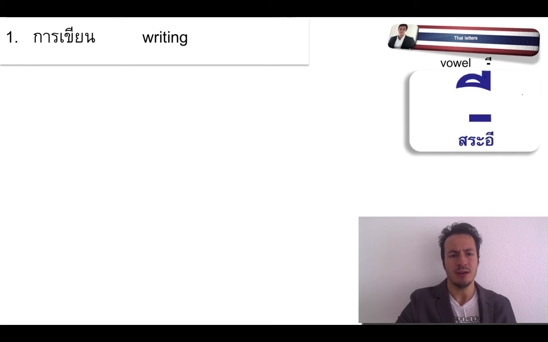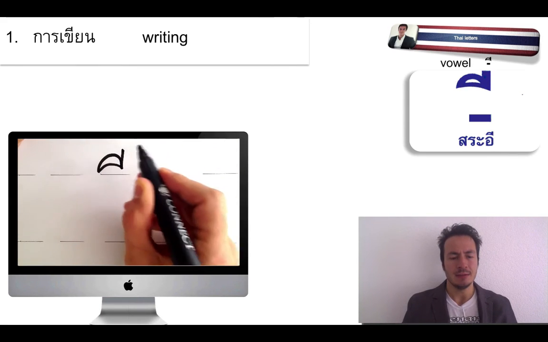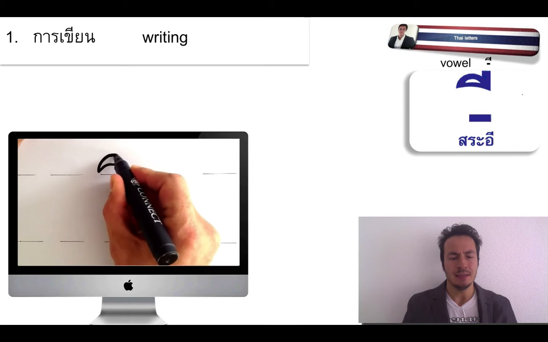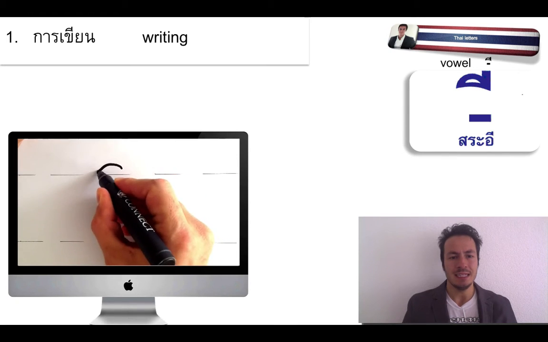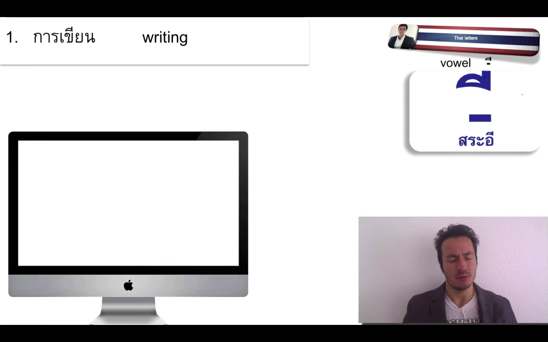Let's see how the vowel is written by hand. E. Very well. And just in order for you to remember, as opposed to the A vowel that we learned in a previous lesson, the E vowel is actually placed on top of the consonant it is combined with. And the A vowel, if you remember correctly, is placed after or to the right of the consonant you combine it with.